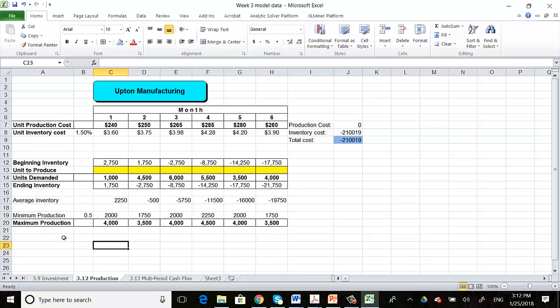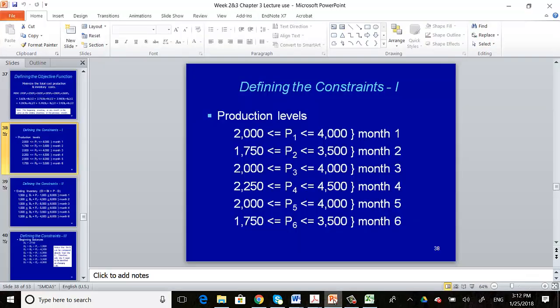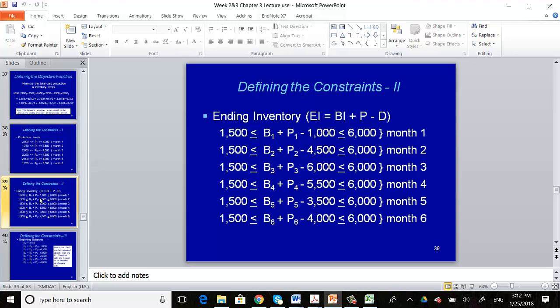Okay, so we have the minimum production and maximum production. Both of those are our right-hand side. Our left-hand side in this case is just the decision variables. So that represents two groups of constraints. Then the next group is the ending inventory. They have the requirement on your ending inventory. Maximum is 6,000. The minimum is 1,500.